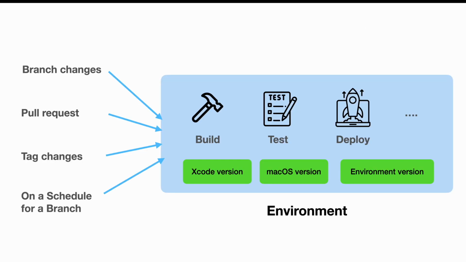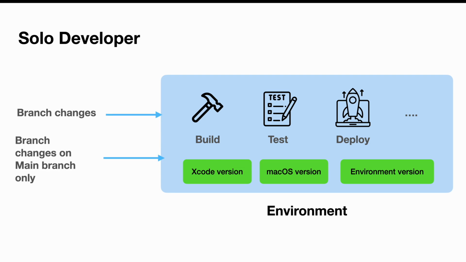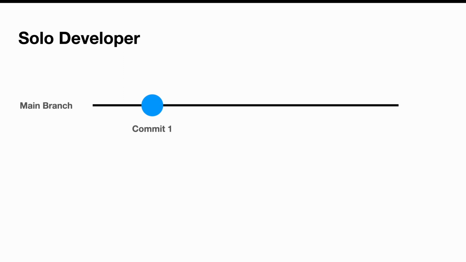If you look at it, Xcode Cloud consists of the start action, which can detect any branch changes, pull requests, tag changes, or a schedule for a branch. Once these actions are detected, it can run the actions that you state. And we'll be learning all this throughout this course.